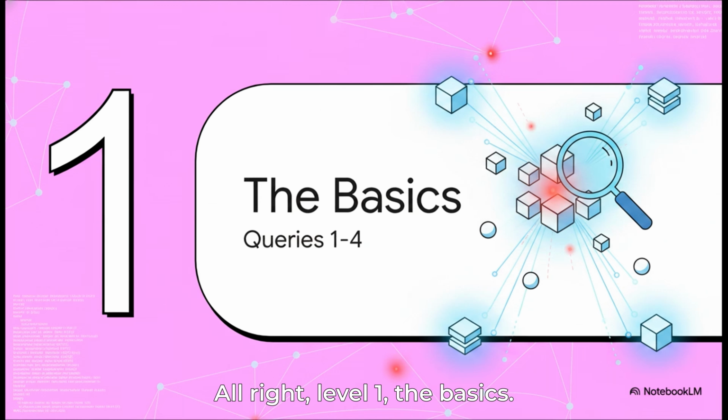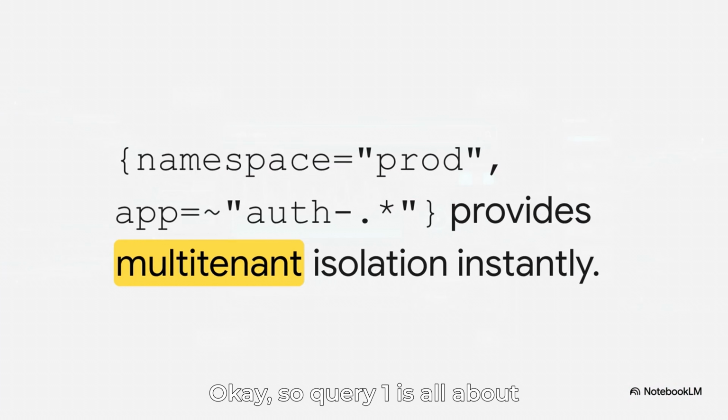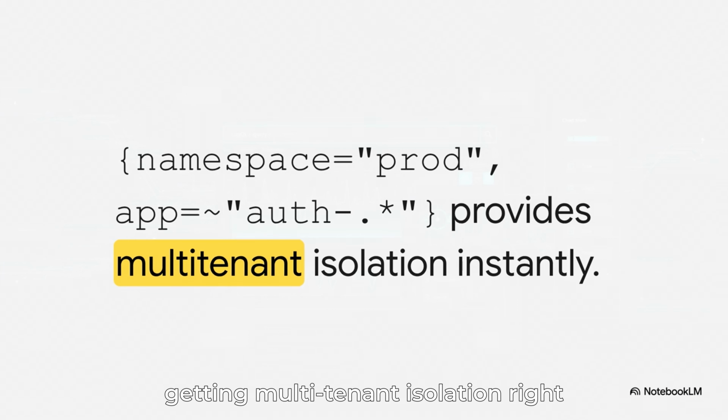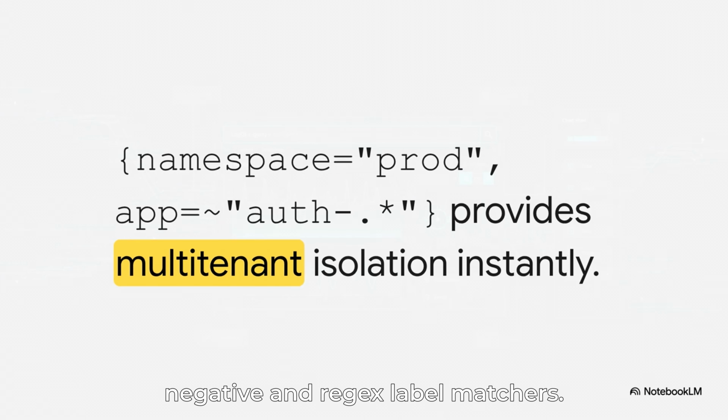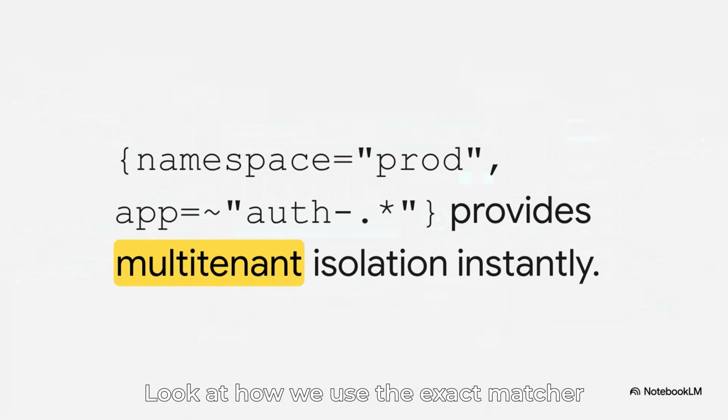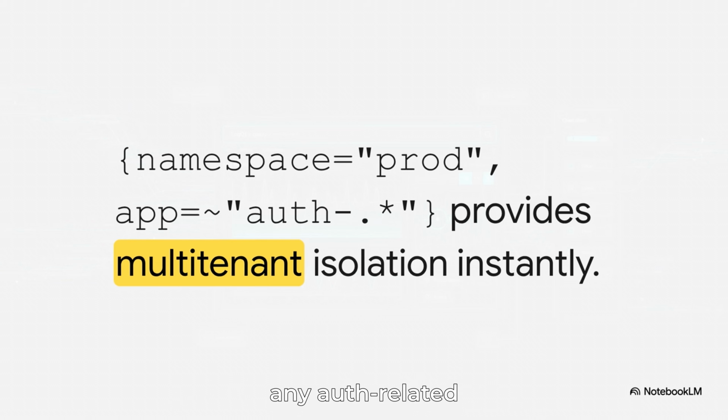All right, level 1, the basics. Let's look at queries 1 through 4. Okay, so query 1 is all about getting multi-tenant isolation right out of the gate using exact, negative, and regex label matchers. Look at how we use the exact matcher for namespace equals production, a regex matcher to grab any auth-related microservice, and a negative matcher to filter out staging. The logic inside those curly braces is basically an implicit AND operation. Every single condition has to be met, which instantly carves out a highly specific slice of your infrastructure.